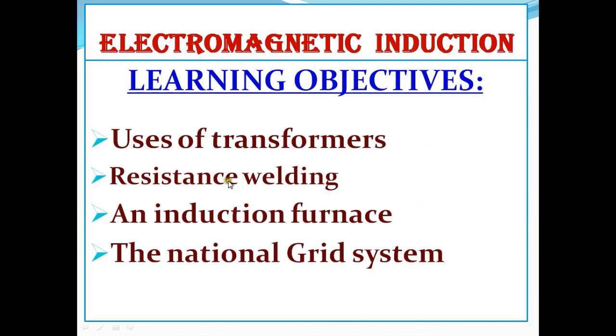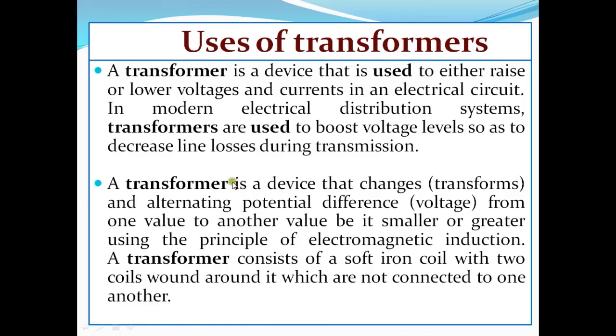Particularly, we have seen in our last discussion about the transformers. It is a device that is used to either raise or lower the voltages and currents in an electric circuit. Also, in modern electrical distribution systems, transformers are used to boost voltage levels so as to decrease line losses during the transmission of the current.